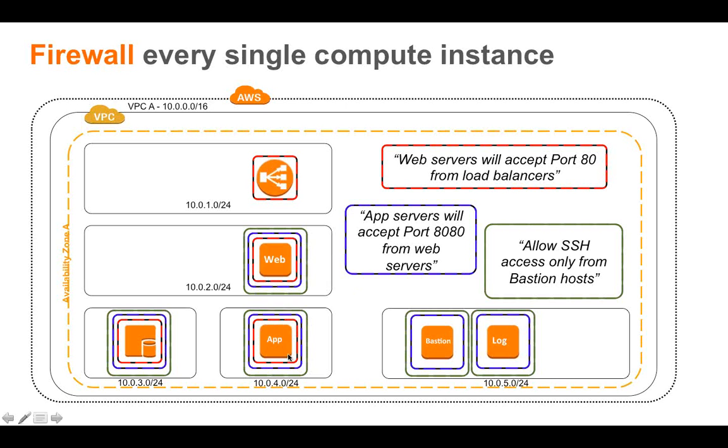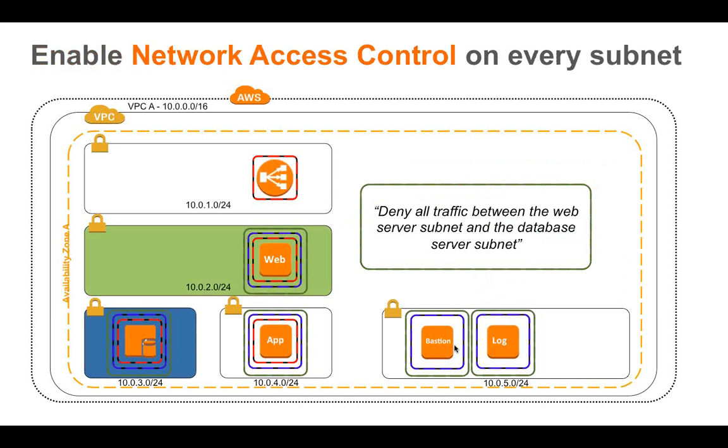Subsequently, the application servers will only accept traffic on TCP port 8080 from the web servers, and everything else is locked down. And we will allow SSH to all the instances only from the bastion hosts, not from anywhere else. So this is an example of some of the best practices that you can easily implement with VPC. So that was security groups, a quick example of those.